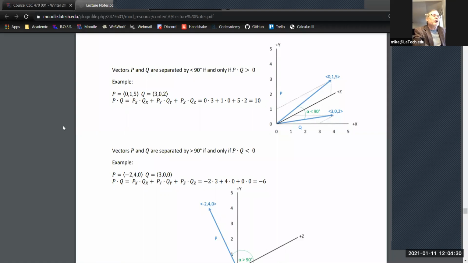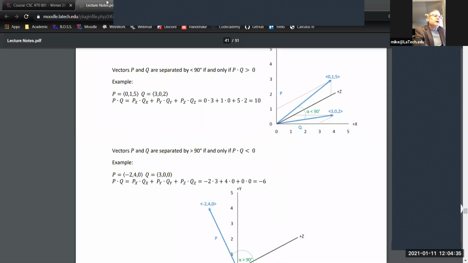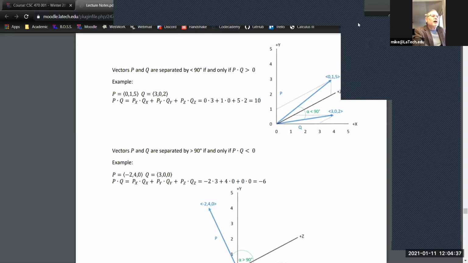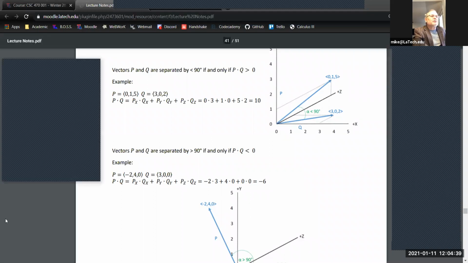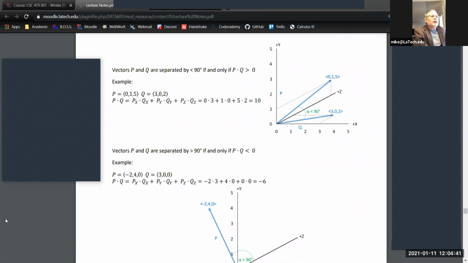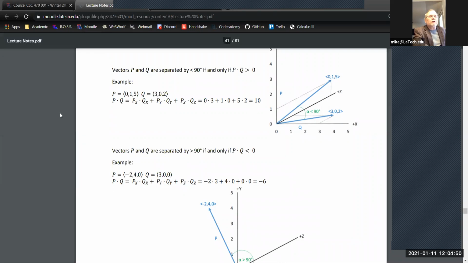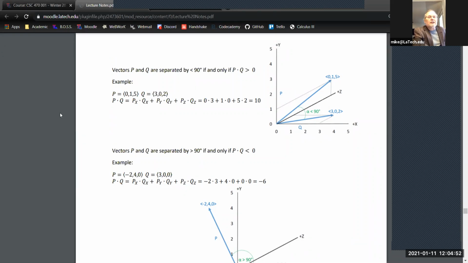And if we multiply P, which is 0, comma 1, comma 5, and Q is 3, comma 0, comma 2, if we multiply those together, we'll see that we get a 10. And 10 is greater than 0, and that's a way for that dot product to tell you that the angle between them is less than 90 degrees. It's not giving you what the angle is. It's not computing the angle in this case. But what it is doing is telling you, hey, that angle has to be less than 90 degrees.